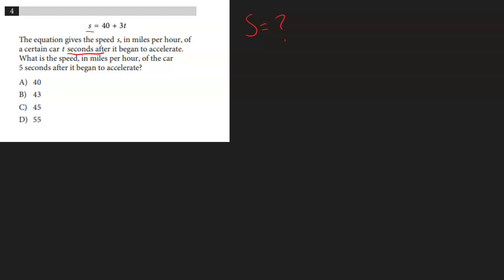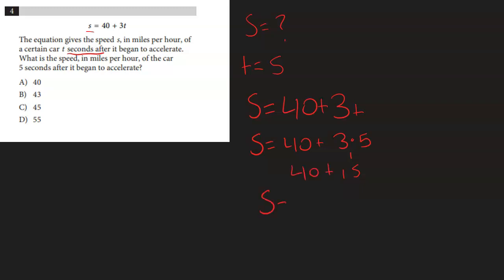And they're giving us what t equals because t equals 5 because that's the amount of time after it accelerated. So all we need to do is really plug t into the equation. So we know s equals 40 plus 3t, and then t is 5. So we know s equals 40 plus 3 times 5. That would be 15. 40 plus 15 would be s equals 55. And that would be answer choice D.